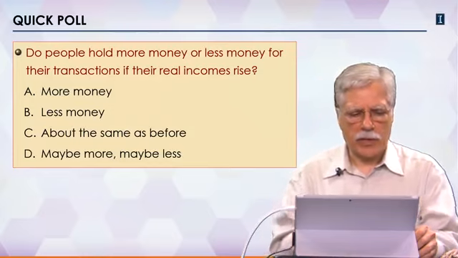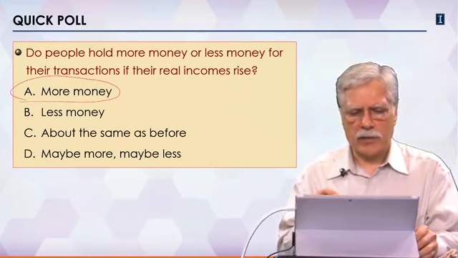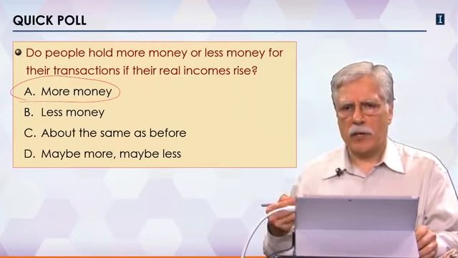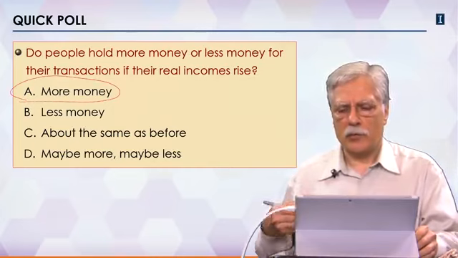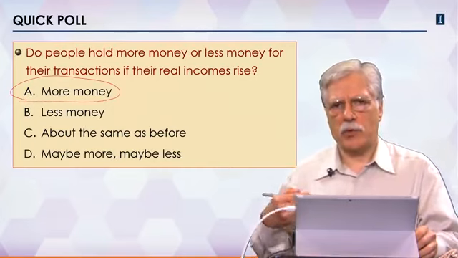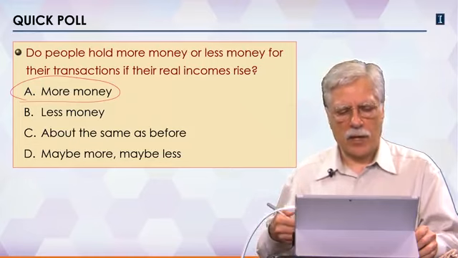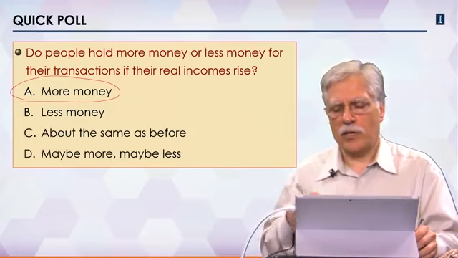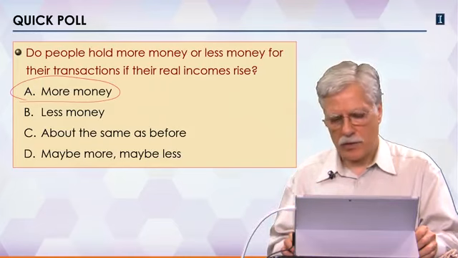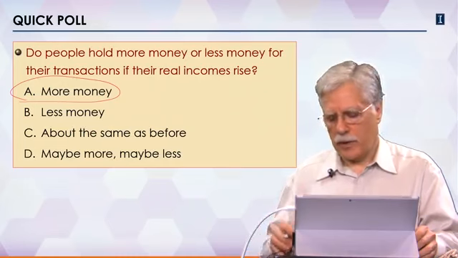Well, I hope you've chosen the answer A. And the reason for this is that when real income rises, we need to carry out more transactions. In fact, real income rising also means we're producing more goods and services. For all those transactions included in production, included in consumption, we need more cash for our transactions. And therefore, we need to hold more cash to carry out those transactions. That's why we say money demand goes up with real income.